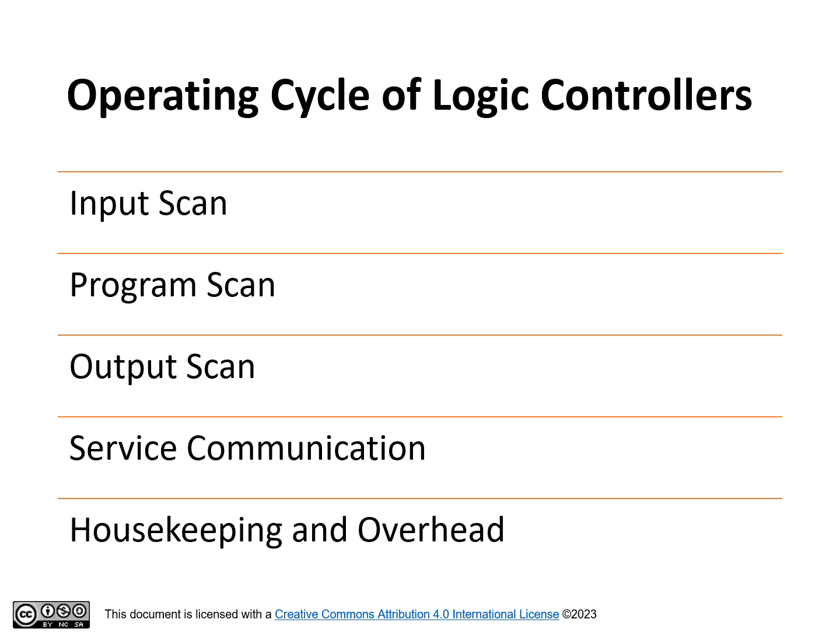Number 3, the output scan. The time required for the controller to scan and write all output data. Number 4, service communication. The part of the operating cycle in which communication takes place with other devices such as sensors and actuators. Number 5, housekeeping and overhead. The time spent on memory and latency overhead.